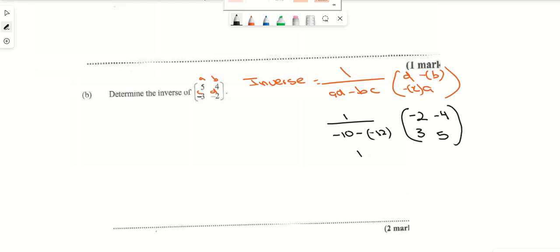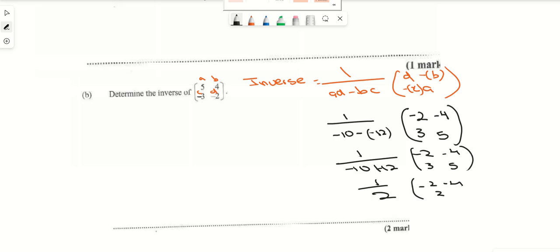So this is 1 over minus 10 plus 12, which would be 1 over 2, by minus 2, minus 4, 3, 5, right? So it's going to be a half by minus 2, minus 4, 3, and 5. A half by minus 2 is minus 1. A half by minus 4 is minus 2. A half by 3 is 3 over 2. And a half by 5 is 5 over 2.